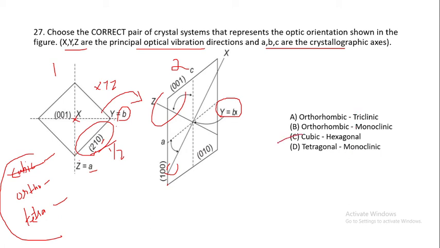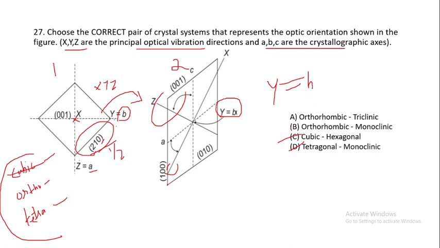We eliminated cubic and tetragonal, so now we have orthorhombic. But we need to know whether it is triclinic or monoclinic. Here you see Y equals B: Y is meeting, but X is not meeting and Z is not meeting. So it is the monoclinic system, not triclinic. In triclinic, this Y equal to B is not possible.